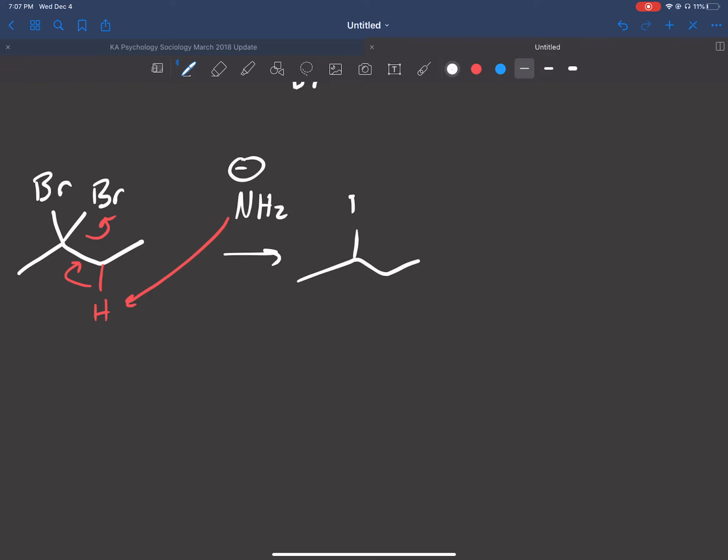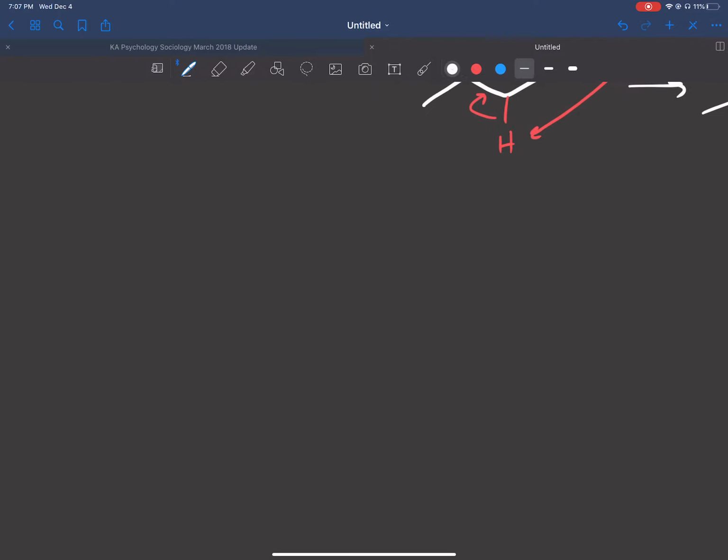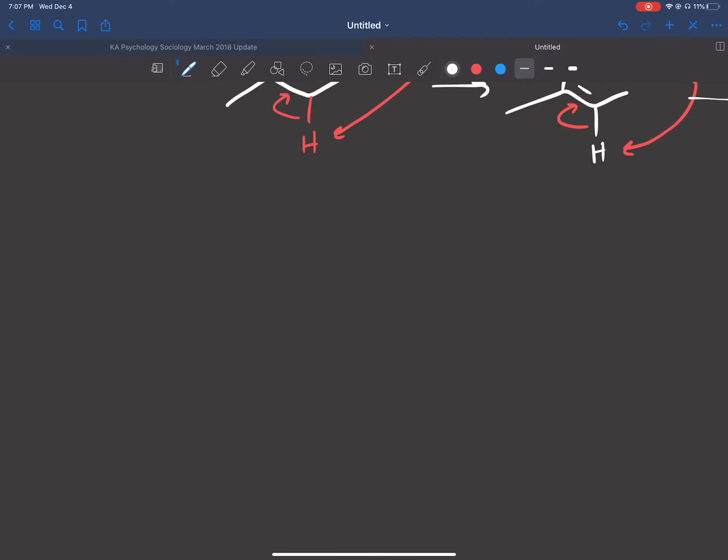So we have our Br here that's left over and the double bond. And now again, we're going to want to take the H from here. That's going to come down and bring that bond down to kick the Br out, giving us the same product. So we have two ways so far of synthesizing alkynes. We have two halogens on adjacent carbons.